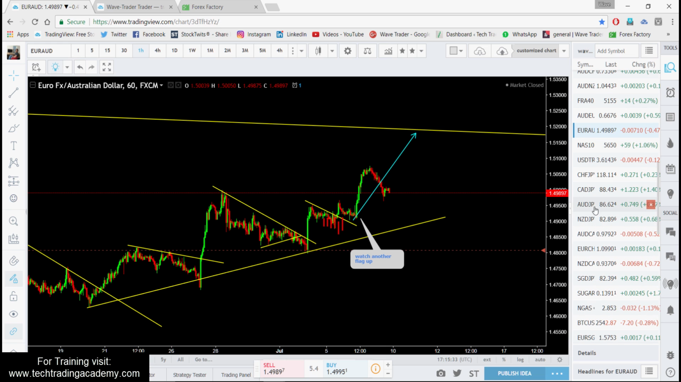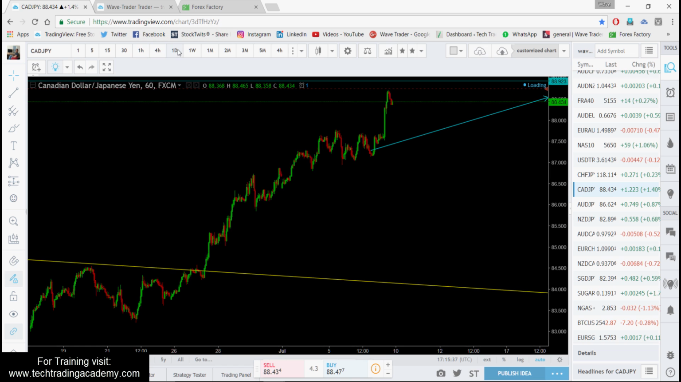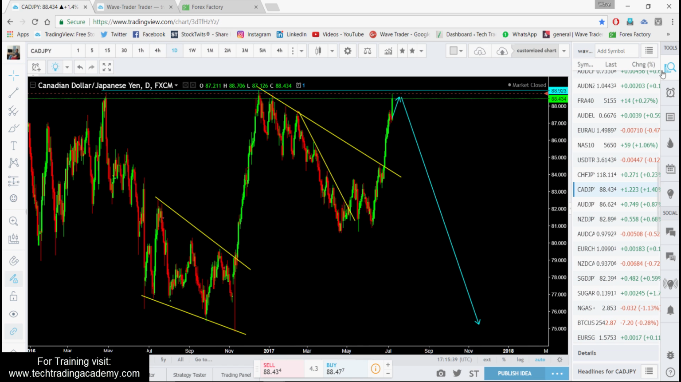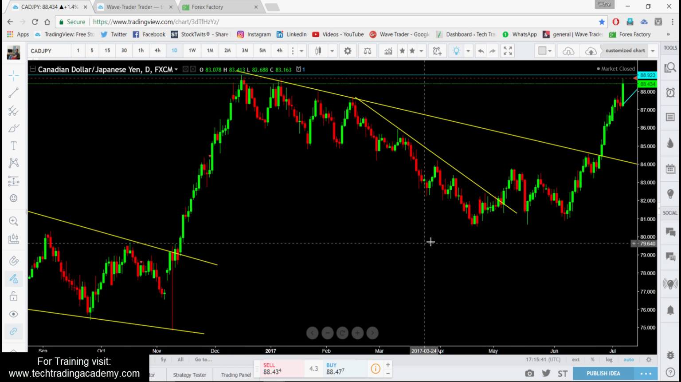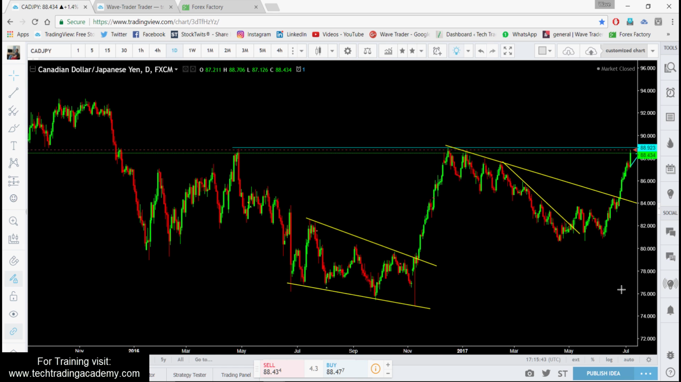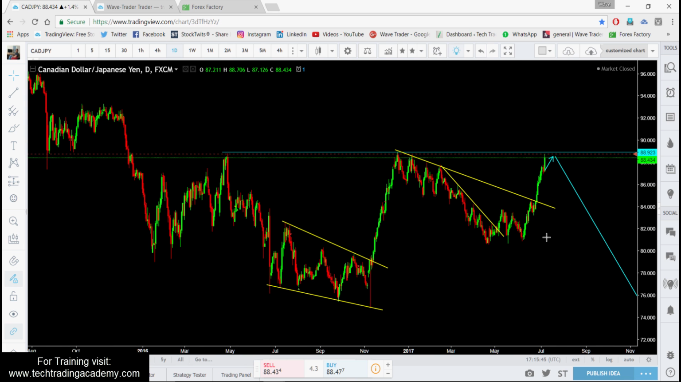So the CAD yen, we simply need to watch price action. No need to do anything against the CAD yen, because we think that CAD yen gets strong and it can break that top. We're going to watch price action in the upcoming week, at this area.